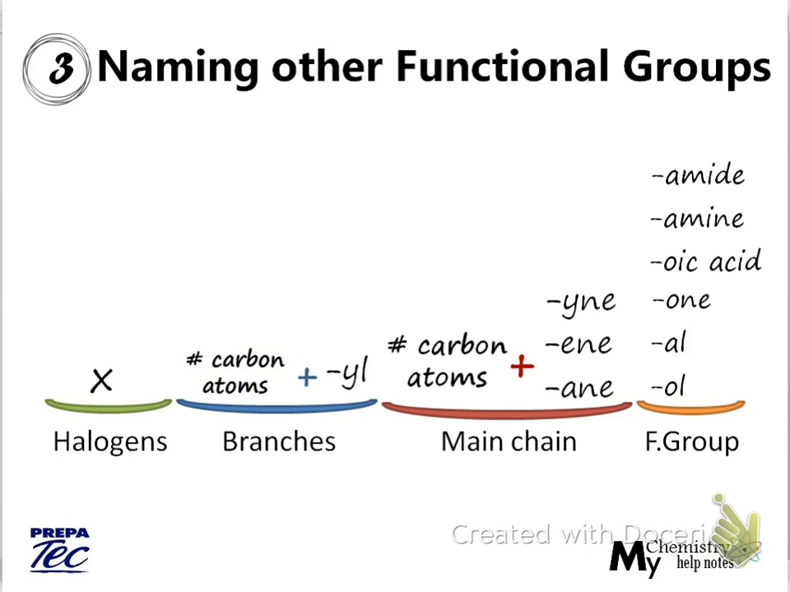So finally, we have a general formula for naming other functional groups other than hydrocarbons. First, we're going to write the halogens in alphabetical order. Then we continue with the different branches. We have the regular alkyls, we have the isoalkyls, sec-alkyls, tert-alkyls, etc. Then we have the main chain, including the number of carbon atoms and the type of bond. And finally, the functional group to indicate what type of compound we're talking about.